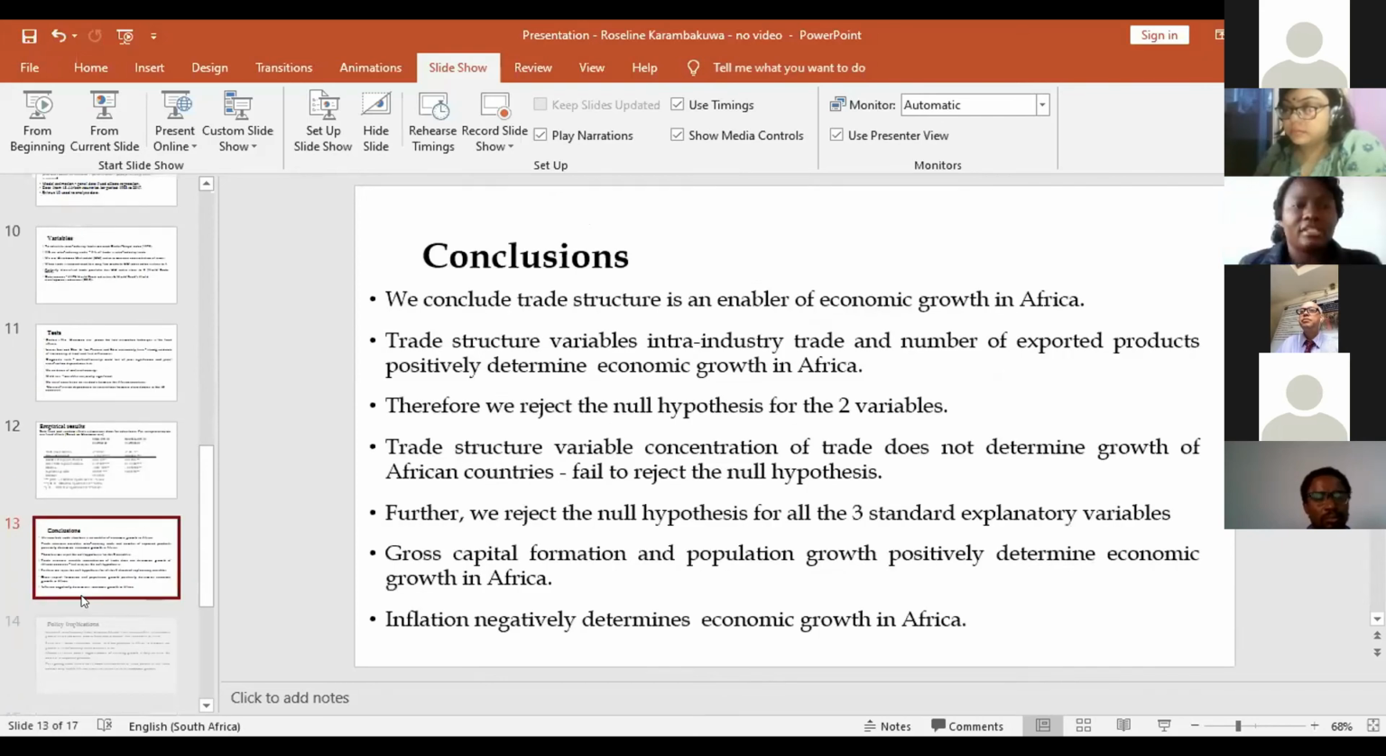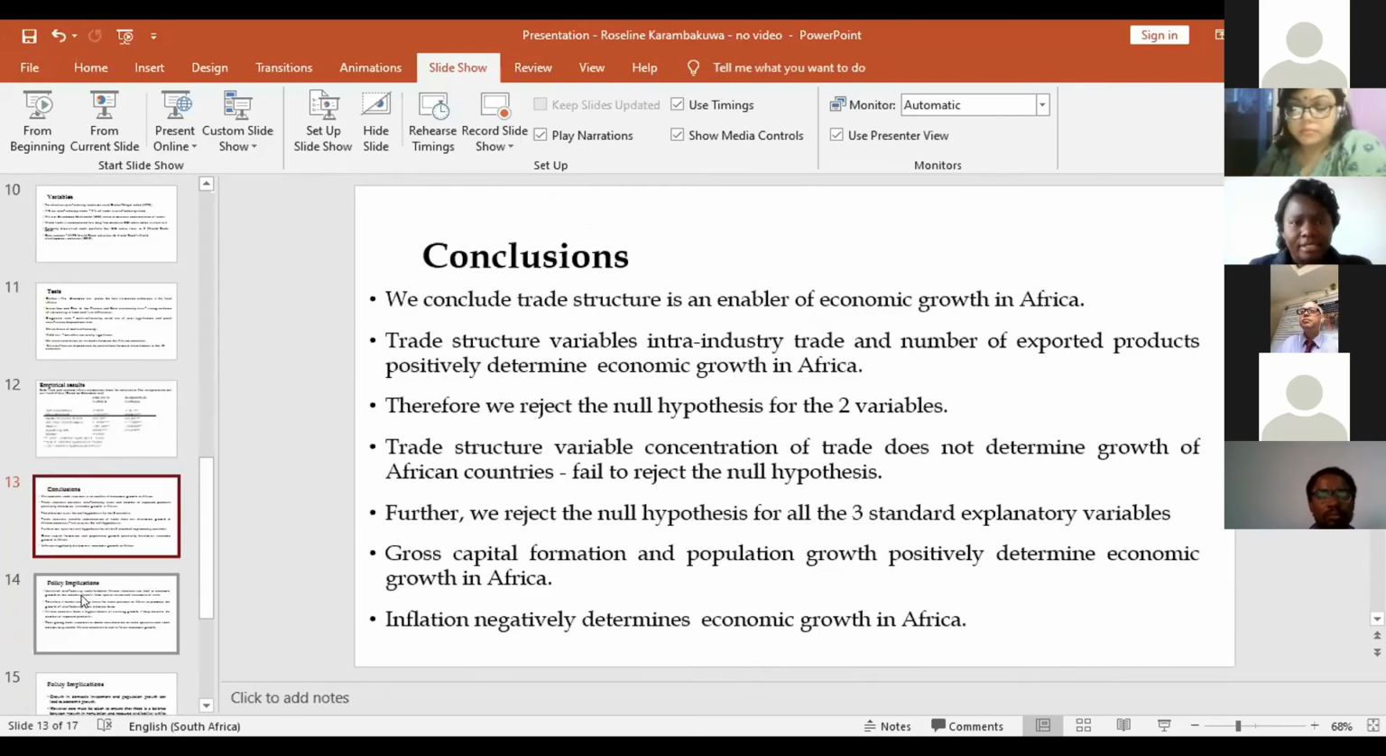So from these results, we come up with the following conclusions. We conclude that trade structure is indeed an enabler of economic growth in Africa, and the trade structure variables, namely intra-industry trade and number of exported products, positively determine economic growth in Africa. Therefore, we reject the null hypothesis for these two variables. However, trade structure variable, namely concentration of trade, does not determine growth of African countries. Hence, we fail to reject the null for this variable.